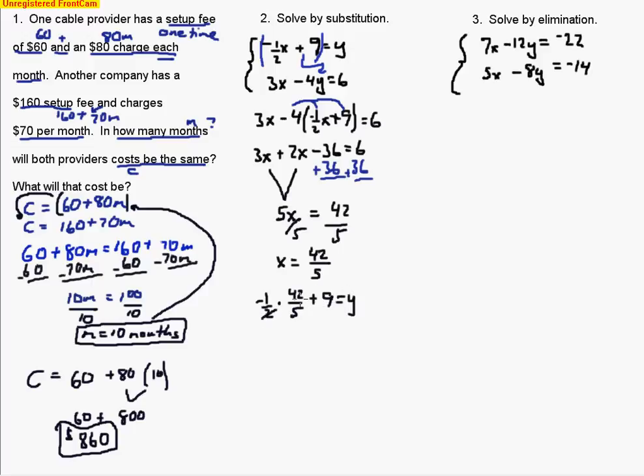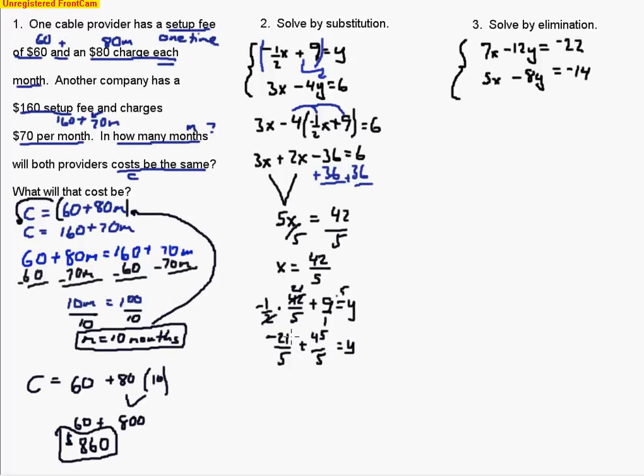Well, 2 goes into 42 21 times. So it's going to be a negative 21/5. Now, instead of writing 9, I'm going to write 9 as a fraction, 9 over 1. Now, I need a 5 as a denominator, so I'm going to just multiply it by 5/5. So it's going to end up being plus the 45 over 5. So then that's going to equal y.